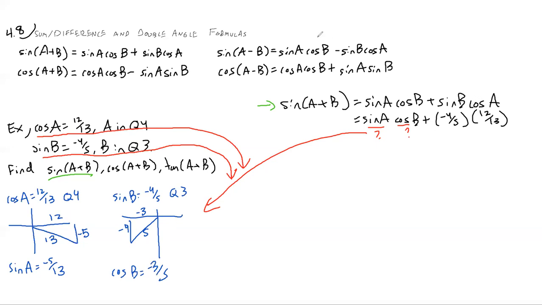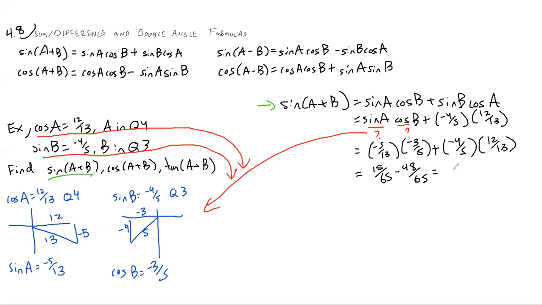And so I get to just plug those in. This is actually all the information that I need to do everything for the rest of this problem. So my sine A is negative 5 over 13, cos B is negative 3 over 5, plus negative 4 over 5 times 12 over 13. And we should be able to clean this up. So 15 over 65 minus 48 over 65 equals negative 33 over 65.